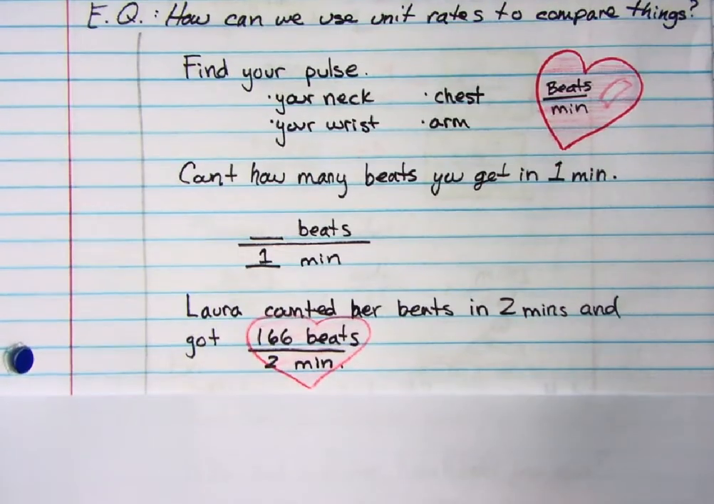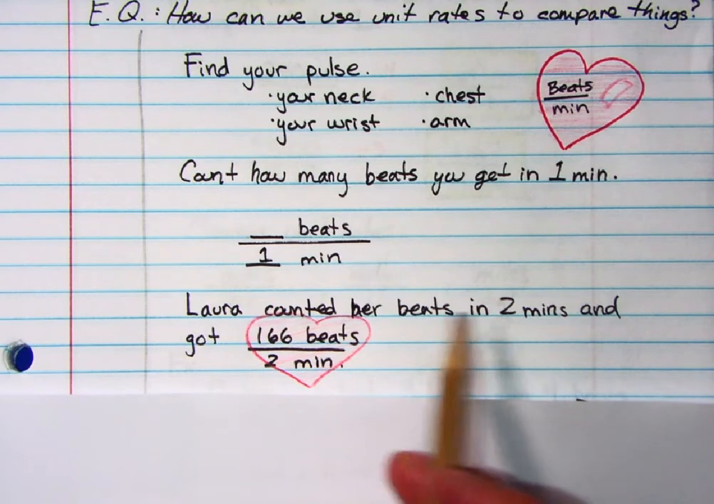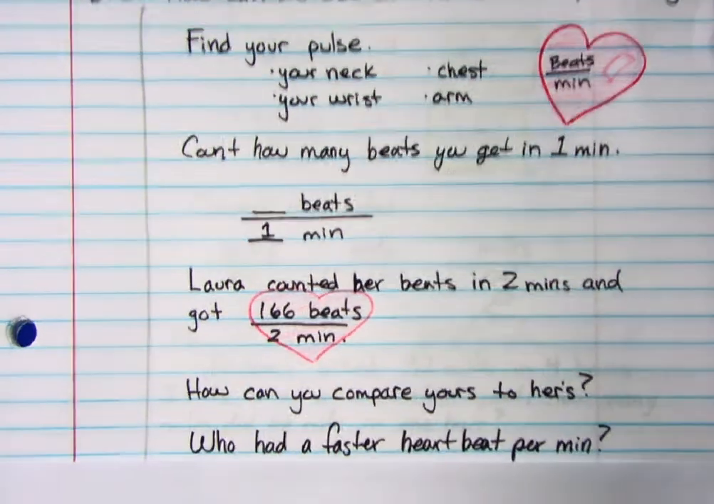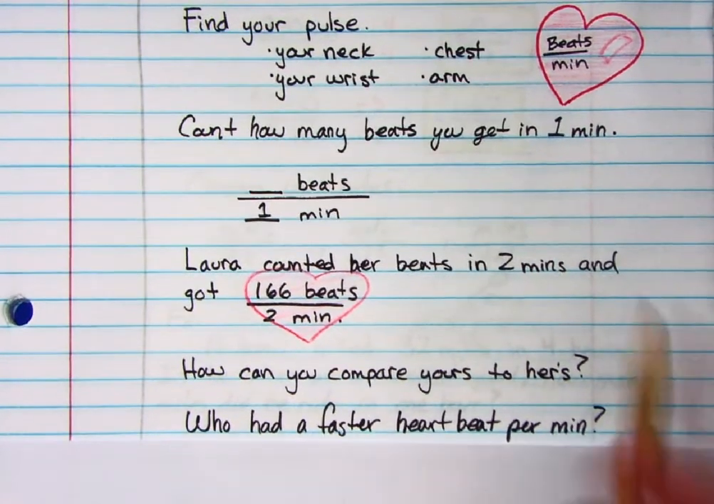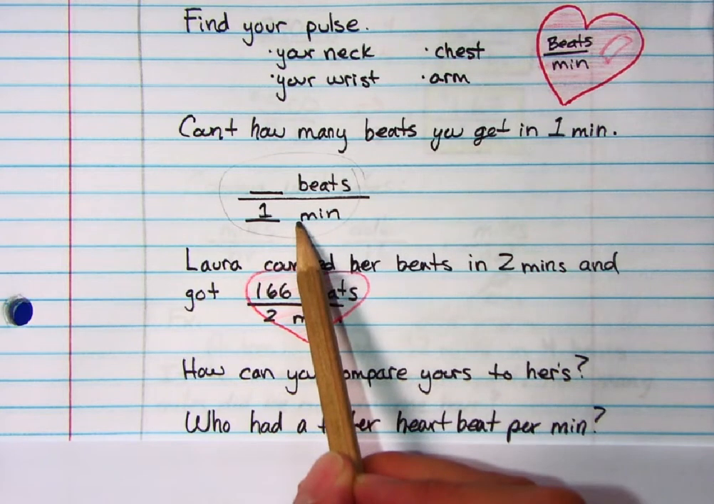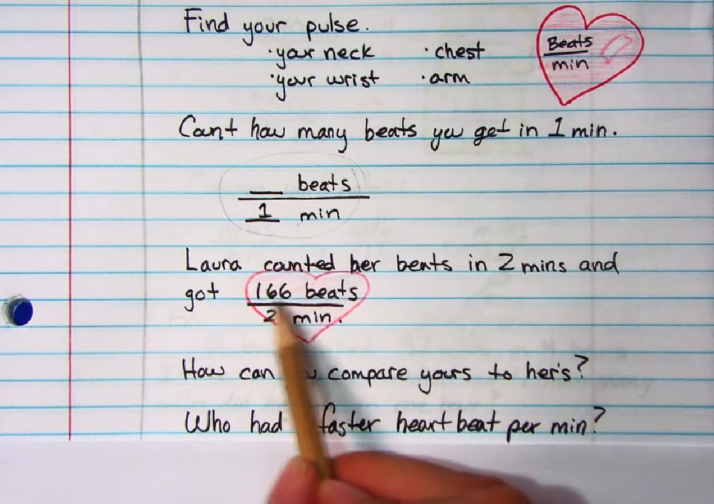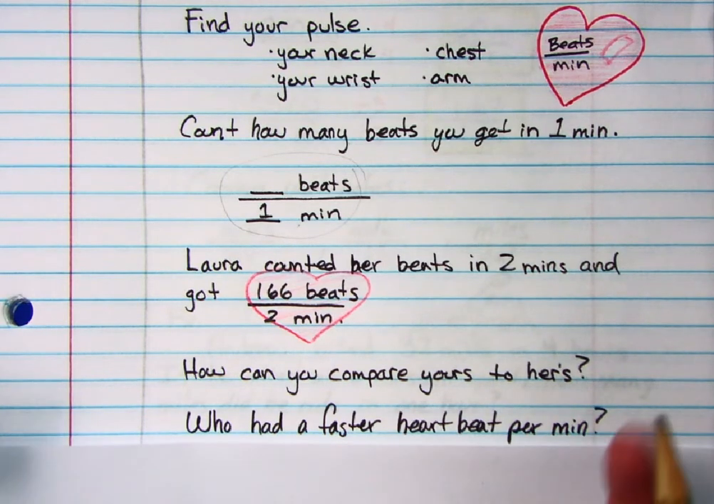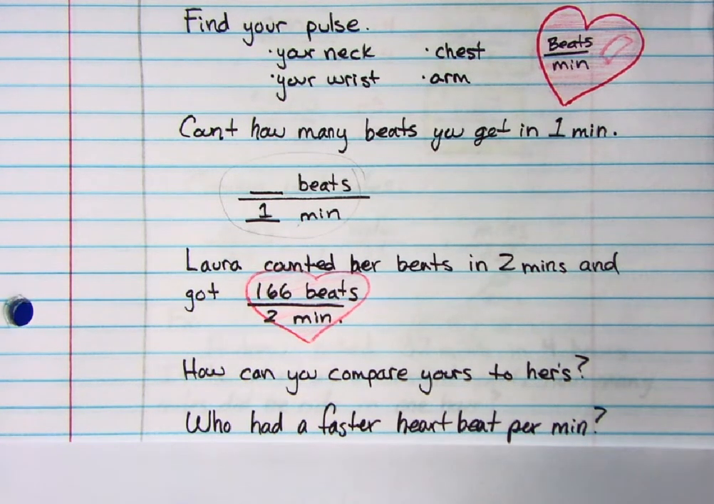Next, Laura counted her beats in 2 minutes, and she got 166 beats in 2 minutes. My question to you is, how can you compare yours to hers? You figured this out, beats in 1 minute. She figured out 166 in 2 minutes. Who has the faster heartbeat or heart rate per minute? That's what we're going to discover in this chapter.